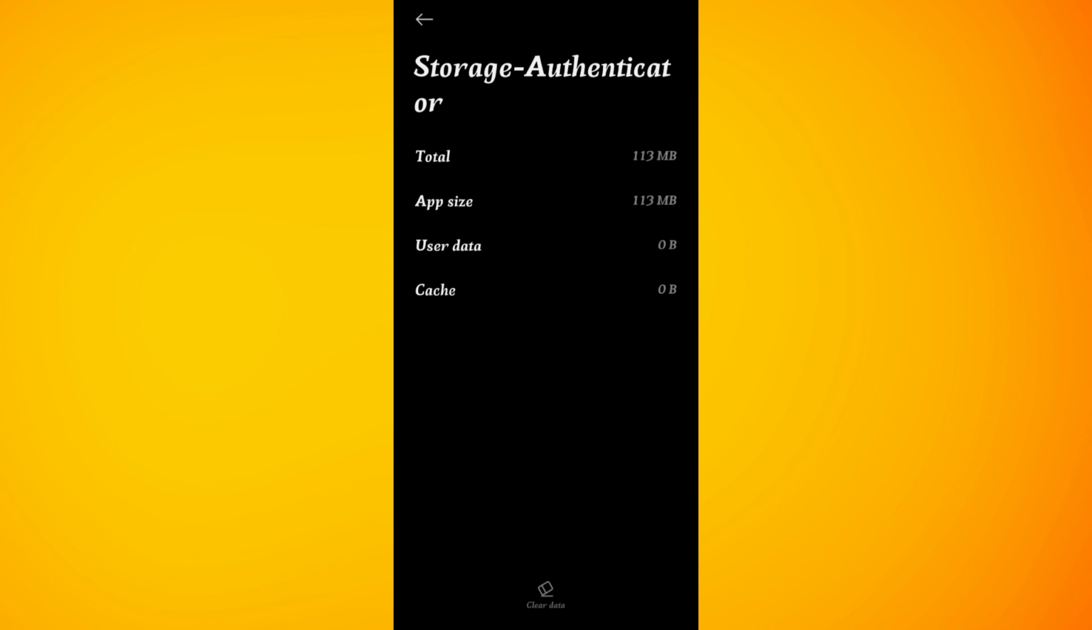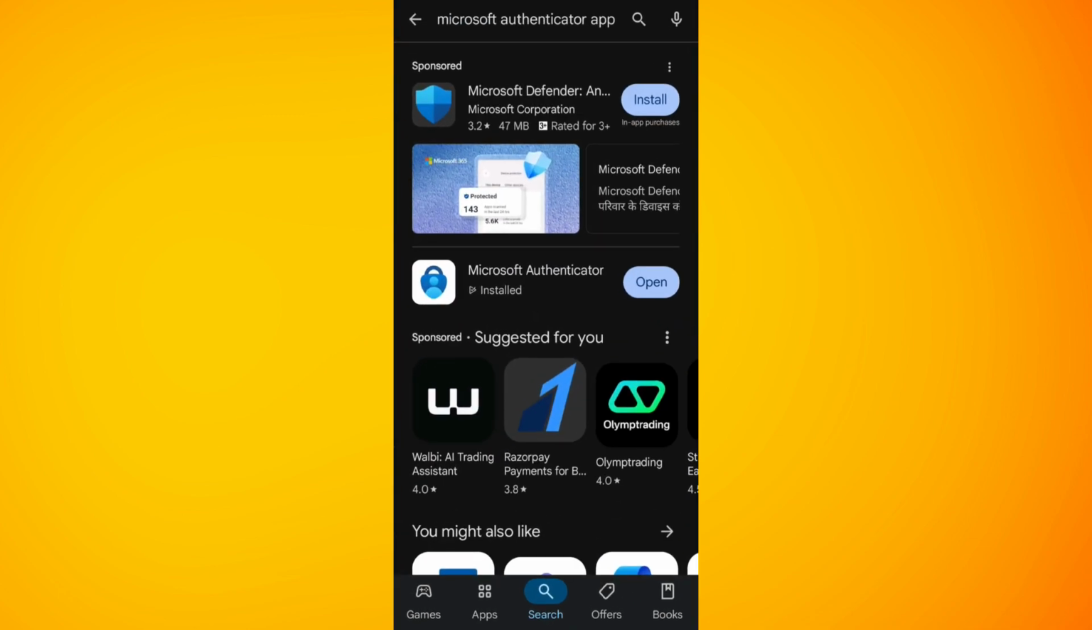If the method doesn't work for you, you can also try clearing all the data and it will log you out from your Microsoft Authenticator. So you need to log back in and then you can see if the problem is fixed or if it is still there.